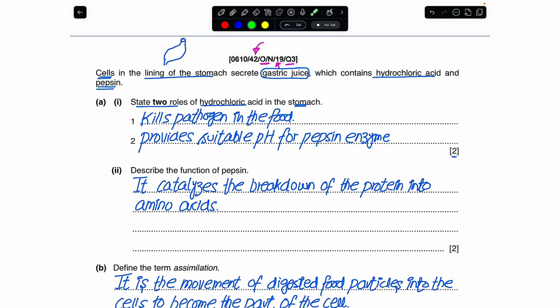So the other valid point would be that this hydrochloric acid provides a suitable pH for the pepsin enzyme. If you forget about these two, the third valid point could be that since in the mouth the enzyme available was the amylase, I don't want the amylase to work in my stomach. So the same hydrochloric acid has an ability to denature the salivary amylase that has come in the food from the mouth. For the 2 marks, they want us to describe the function of the pepsin. We know as a fact that this enzyme is there in the stomach, and its role is to bring about the breakdown of protein hydrolytically into either amino acids or peptides.